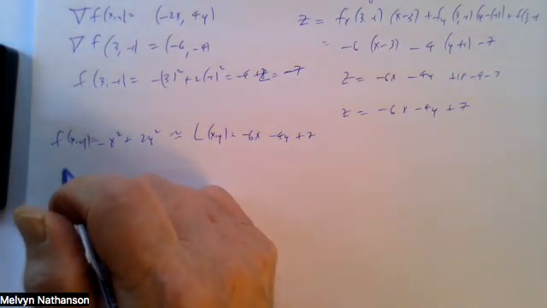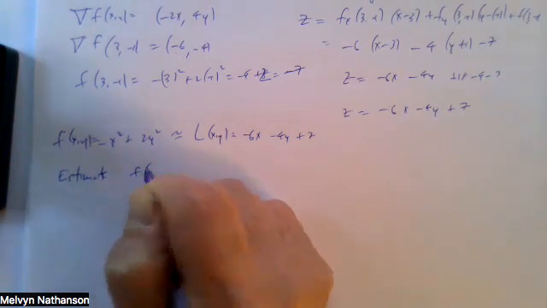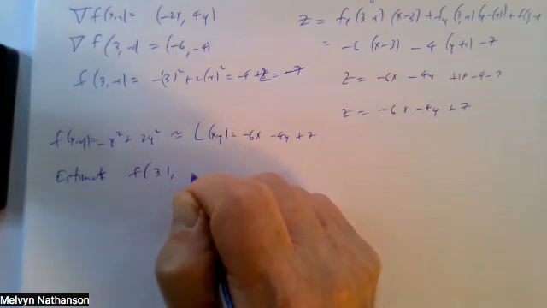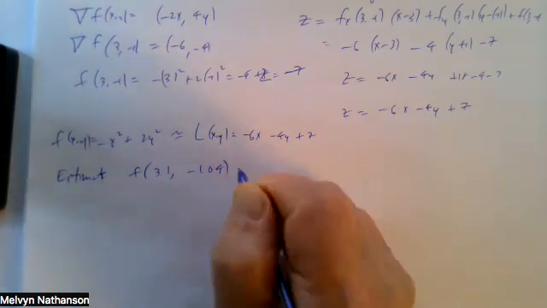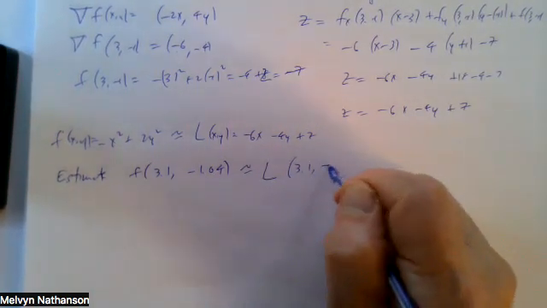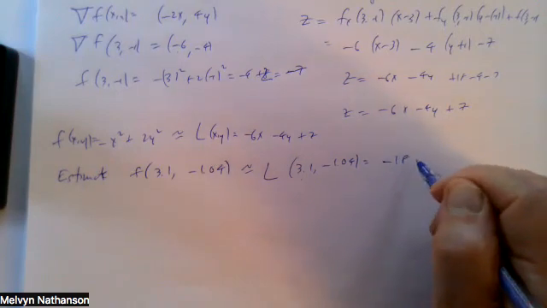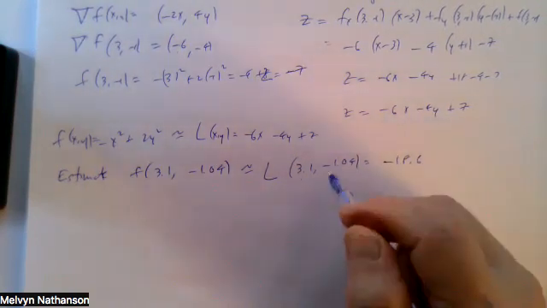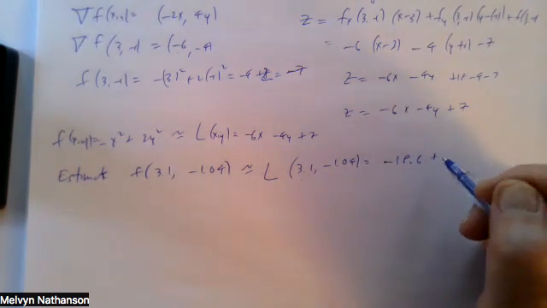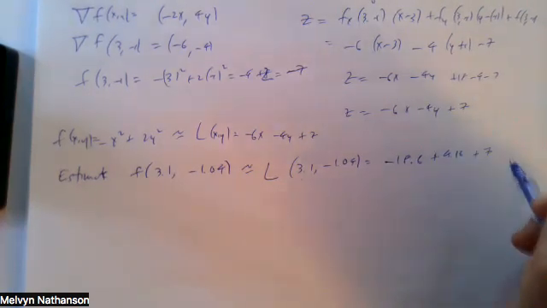And the approximation part of the problem is to estimate f at the point (3.1, minus 1.04). So this is approximately L evaluated at (3.1, minus 1.04). So minus 6 times 3.1, that's minus 18.6, minus 4 times minus 1.04 is plus 4.16, plus 7.